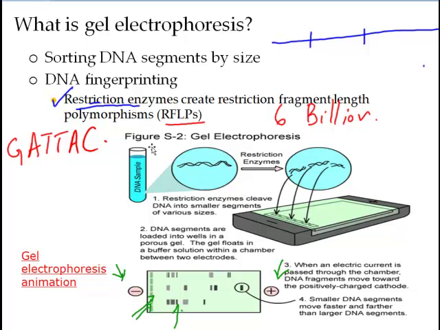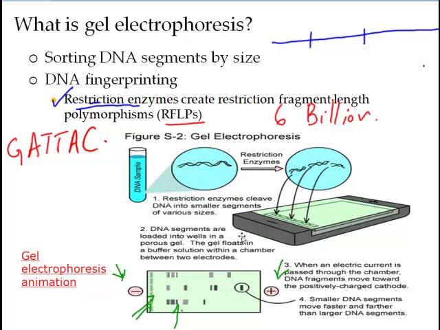So in this process, the first thing is to cut it with the restriction enzyme, and here's a DNA sample shown in this test tube. Isolated DNA has been cut by restriction enzymes, and then these segments are applied in these wells. Now, these DNA segments are loaded into wells in a porous gel. The gel is an agarose gel that I mentioned. The gel floats in a buffer solution, which is then placed in electrodes.